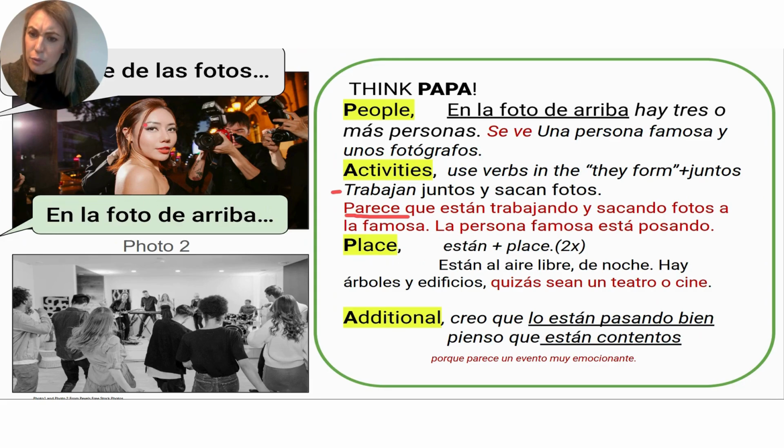Place. Outdoors, perfect. Están al aire libre. De noche, the outdoors, at night. Hay árboles y edificios, buildings. There are trees and buildings.